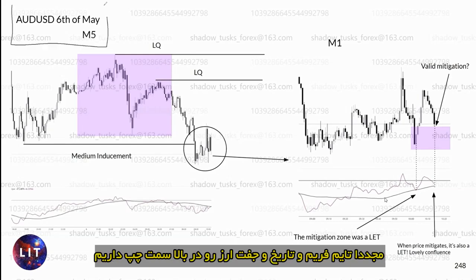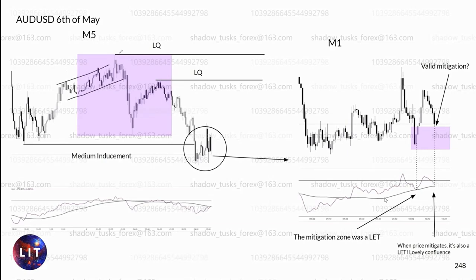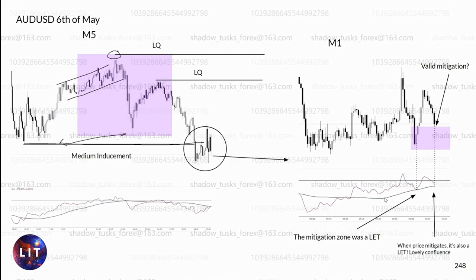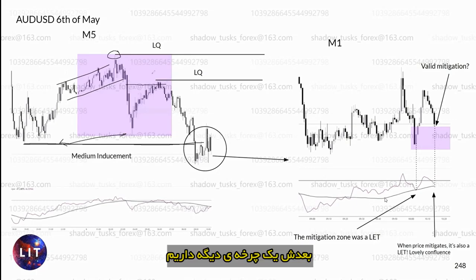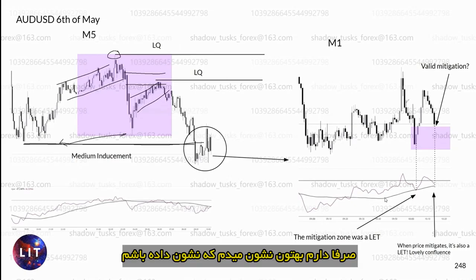Again, time frame and day and pair in the top left. So let's have a look. We had our build-up, inducement. Then we created equal lows right here, right? That's Asia low, but relative equal lows as well. Then we have another cycle. Perfect. Obviously, we wouldn't trade any of these. I'm just showing you for the sake of showing you.